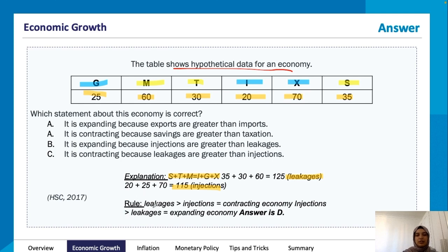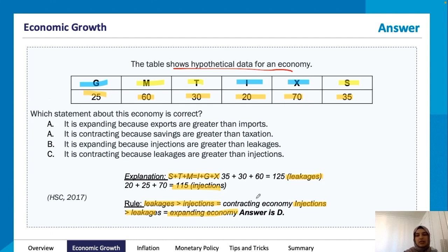So what's the rule? If leakages outweigh injections, that means we've got a contracting economy because we've got more money that's leaking out of the economy. It's like a leaking tap of money. Injections, however, if injections are more than leakages, that means obviously the opposite. It means that we have more money coming into the economy, so that's an expanding economy.